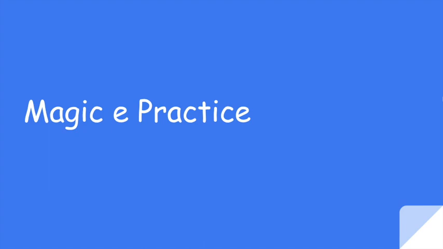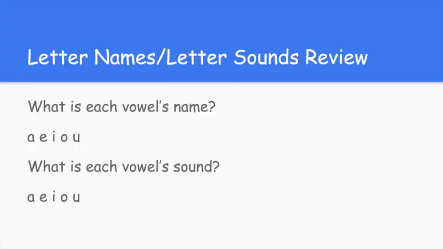Time to practice our magic E words. First, let's go over some letter names and letter sounds. You know this part. Let's name each of our vowels. We have A, E, I, O, and U. And I bet you know this part too. What is each vowel's sound?